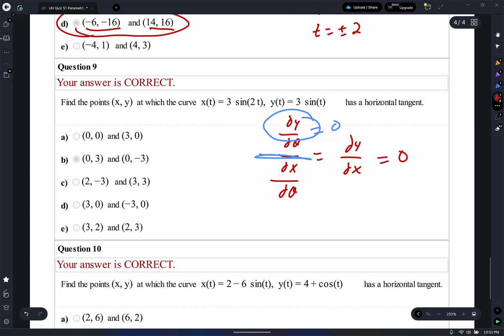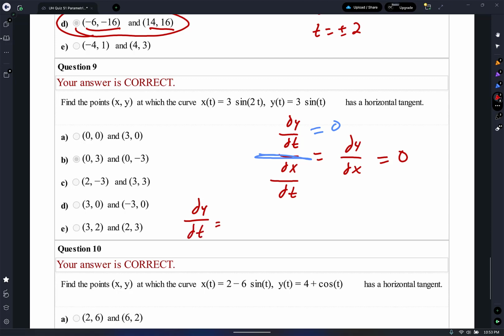As long as your dx/dθ is not 0. So dy/dθ, I put a theta there, but I notice there are t's on this one. So on this one it is dy/dt over dx/dt, and that is your dy/dx. So set your dy/dt equal to 0 here. Find the points at which the curve... Yep, okay, so here we go.